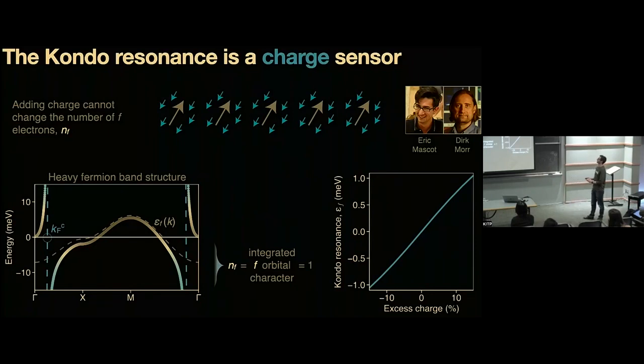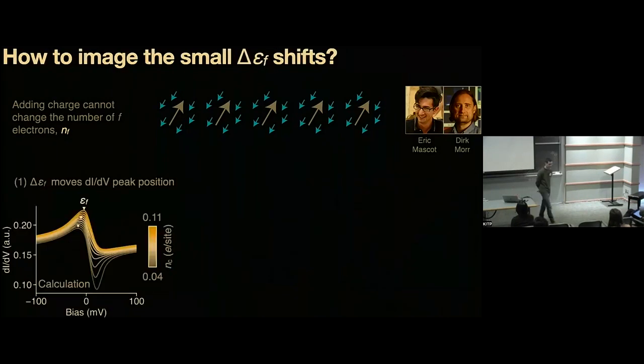So the point here is that we can use the Kondo resonance as sort of an inbuilt charge sensor. If we can measure its energy position at every point in space, then we can infer what the excess charge is at that point. So we're using this axis to measure this axis. So here's what that might look like in our experiment. The Kondo resonance shows up as a peak dip feature. It's a Fano resonance. And as we add additional charge, this is the calculation, the position of the peak shifts just a little bit towards the Fermi level.